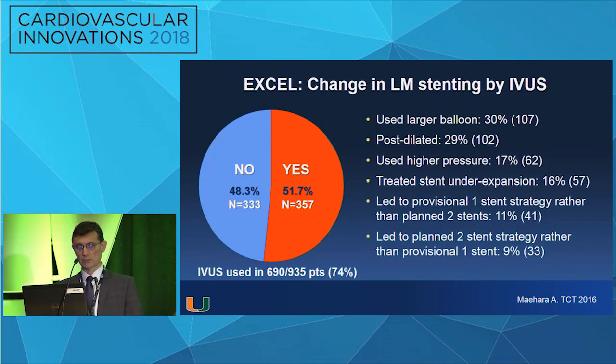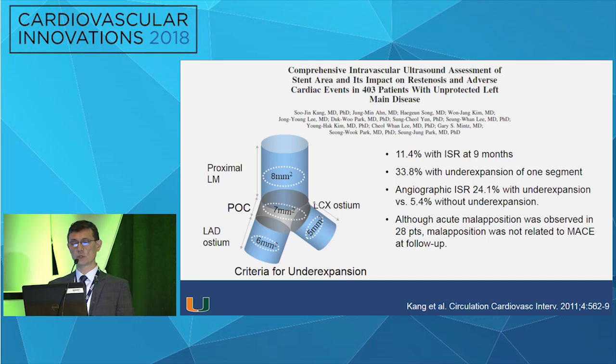In the EXCEL trial, IVUS was used in about 74% of the patients, and in half of them, it changed what the doctors did. They used a larger balloon, they post-dilated, they used higher pressure, they treated stent underexpansion in certain cases, and that led to a planned 2 stent strategy rather than a provisional 1 stent.